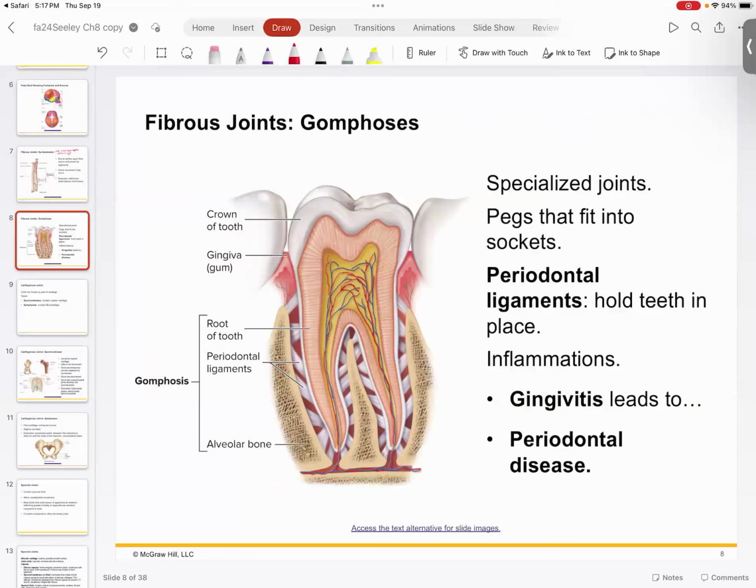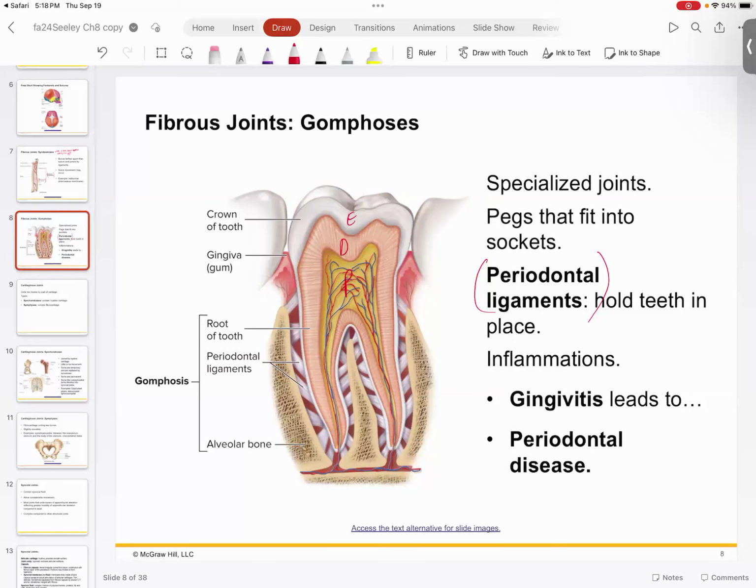The gomphoses, which is the last of the fibrous joints, is a specialized area. And so this is essentially where the periodontal ligaments hold your teeth in place along the bone of the alveolar margin. And so the periodontal ligaments, when you take a look at the tooth, you'll see the crown of the tooth where you have your enamel, then you have your dentin, and then your pulp is in the middle where you have your vasculature and your nerves.